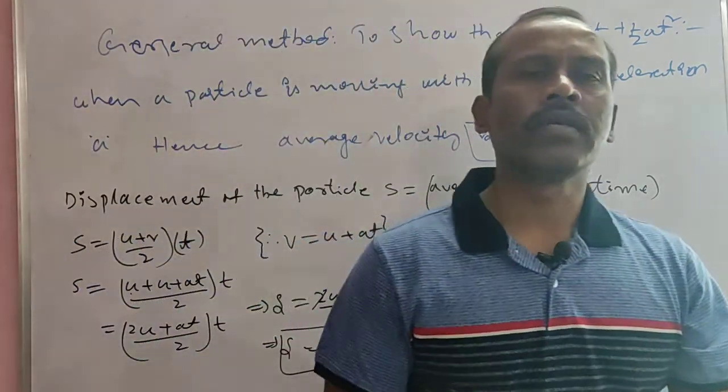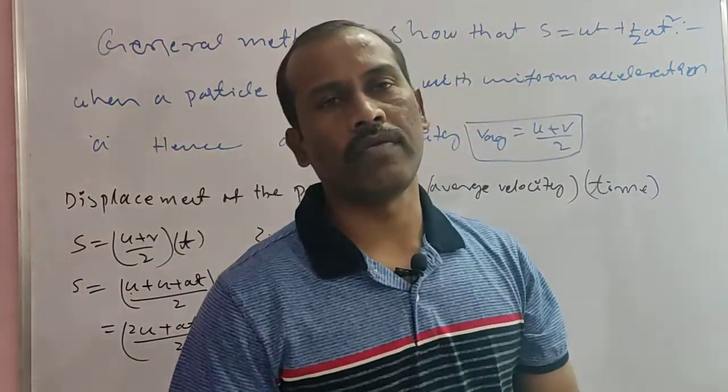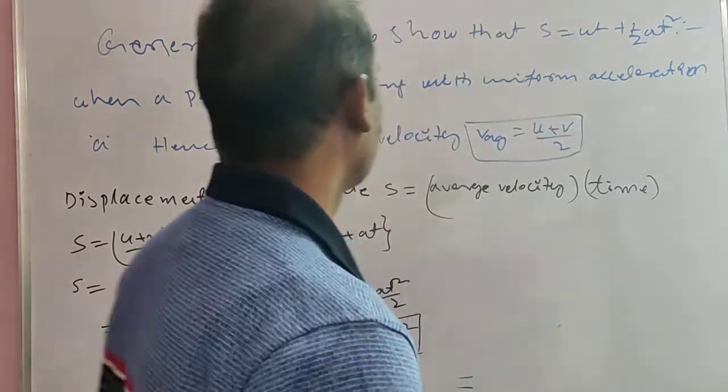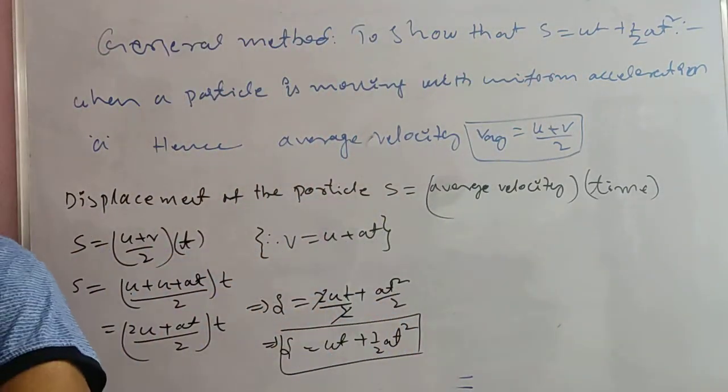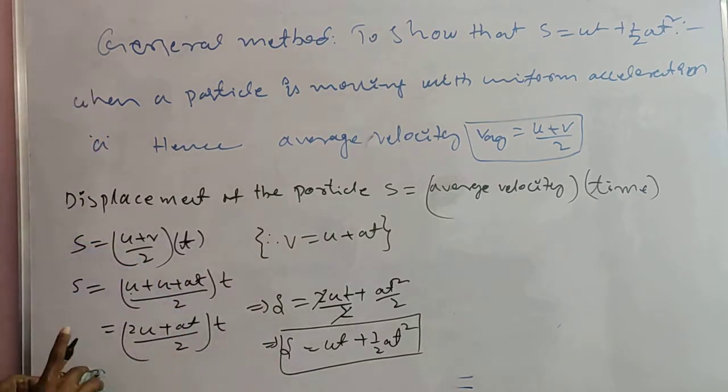Next general method, v square minus u square is equal to 2as. Note this one first of all.